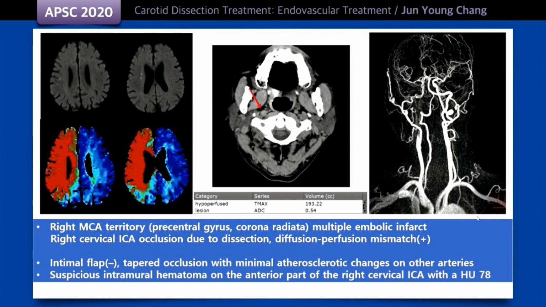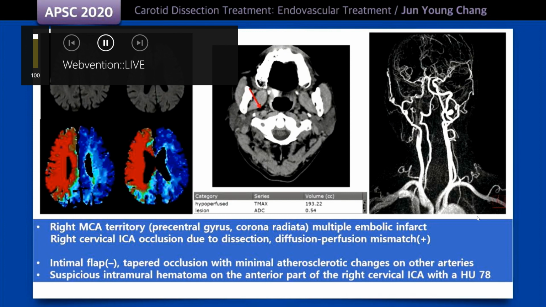Although the intimal flap was not observed, tapered occlusion pattern coupled with minimal or no atherosclerotic changes on other arteries and suspicious intramural hematoma on the anterior part of the right cervical ICA with a Hounsfield unit of 78 on the CT scan suggested that dissection was the most likely etiology of the occlusion.